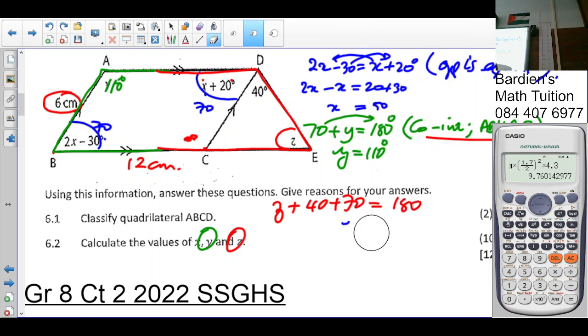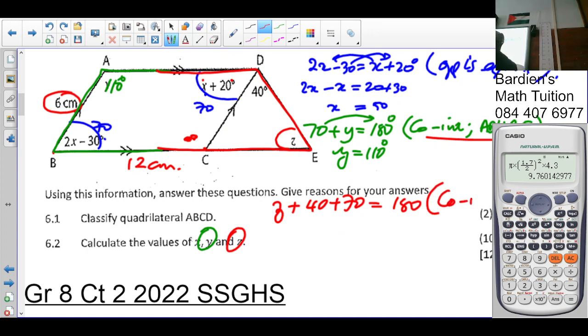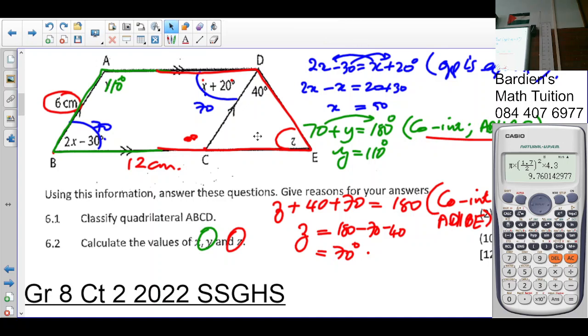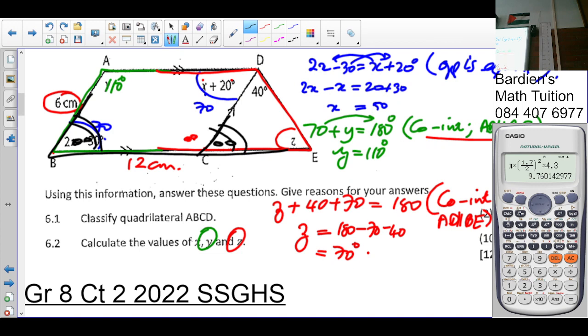Why? Because it is co-interior with AD being parallel to BE. So Z is equal to 180 minus 70 minus 40, which is 70 degrees. Or we could have gone with that is 70 and that is 70. Why? Corresponding angles. Can you see there's more than one way of solving it? Corresponding, and then sum of angles in a triangle gives Z to be 70 again.